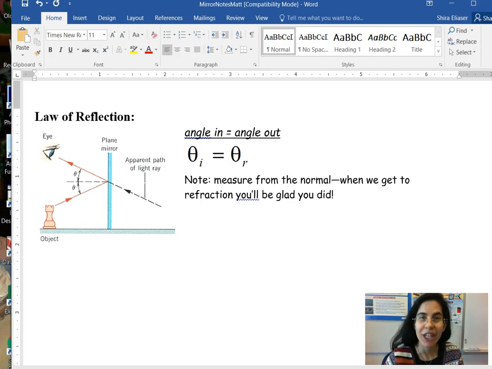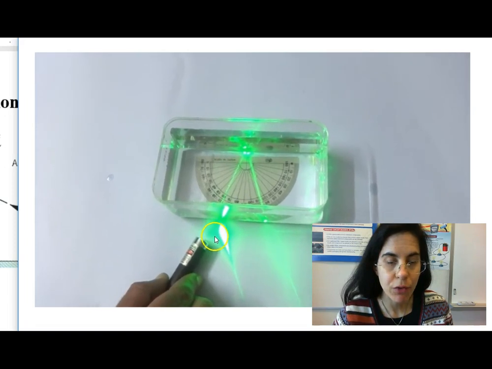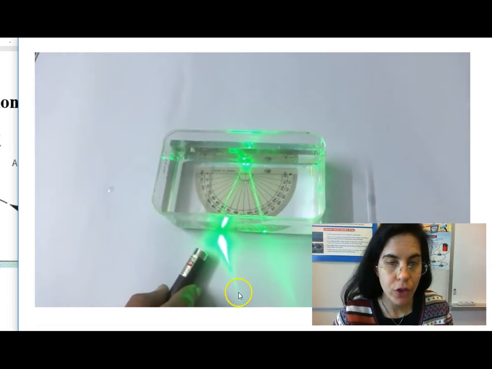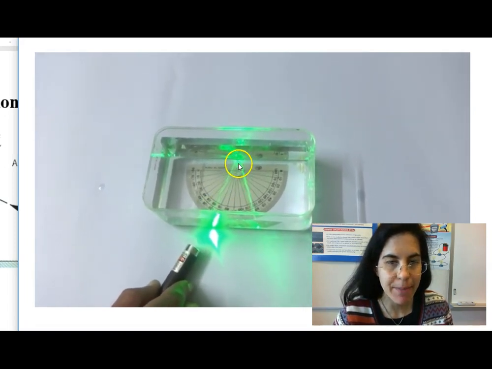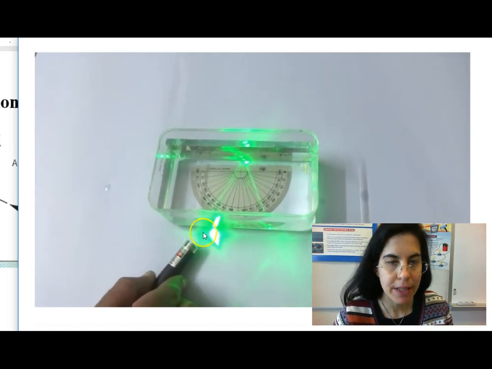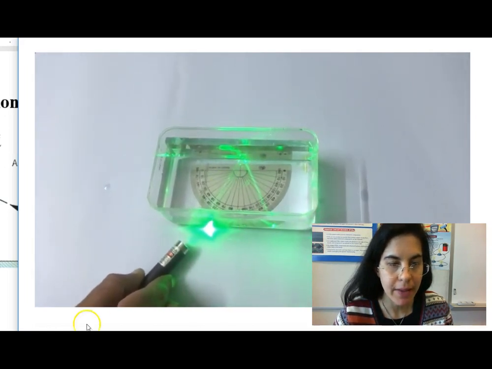This is the law of reflection, the shortest law of physics you will ever learn. When light hits the surface and reflects off it, it reflects off the surface at the exact same angle that it hit, as you can see both on the front surface and on the back one.